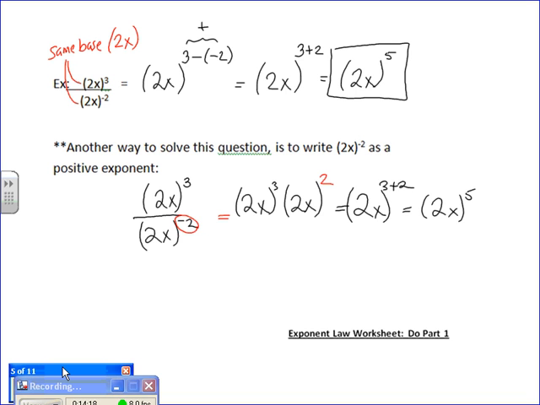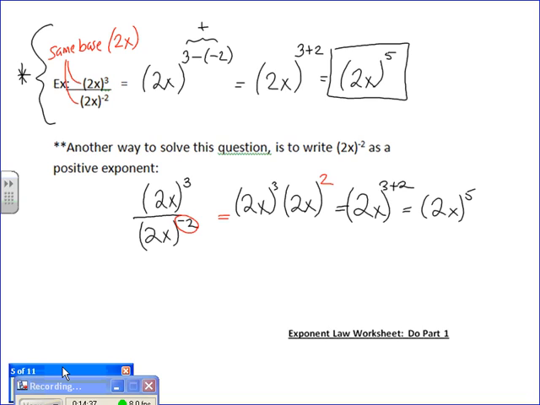So again, there's more than one way to solve these problems, but this is a fast and easy way as well, because we have two powers being divided and the base is the same. So we simply subtract the bottom number from the top number. Okay, then we'll get the correct answer.